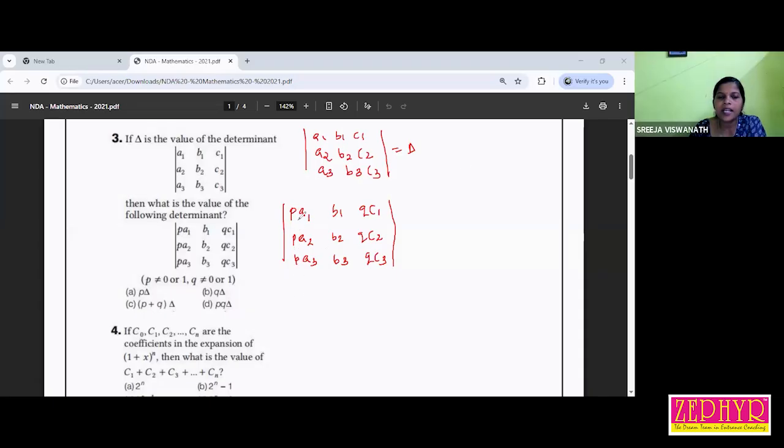First, we have to take P outside from the first column. We can take P from the first column and Q from the third column. That is PQ into A1, A2, A3, B1, B2, B3, C1, C2, C3. That is PQ into delta. It's very easy. Next question.